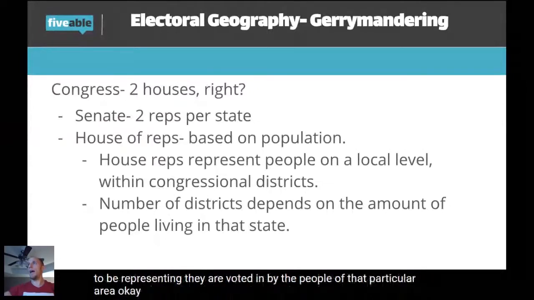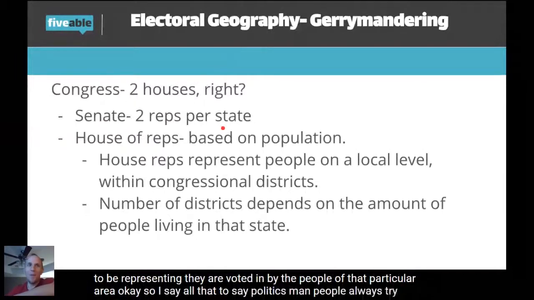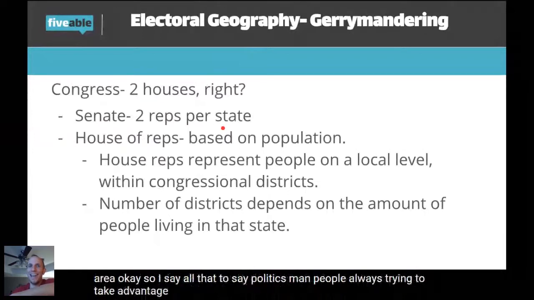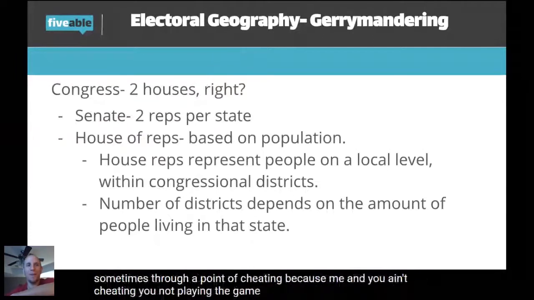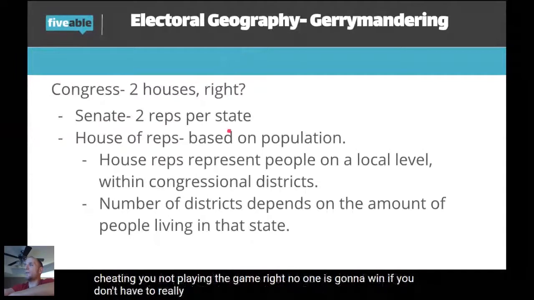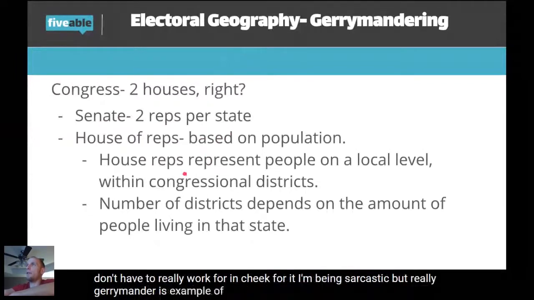Okay, so I say all that to say, politics, man. People always trying to take advantage and always trying to get their say, even sometimes to the point of cheating because, man, if you ain't cheating, you're not playing the game, right? No one's going to win if you don't have to really work for it and cheat for it. I'm being sarcastic, but really gerrymandering is an example of cheating if I ever saw it.